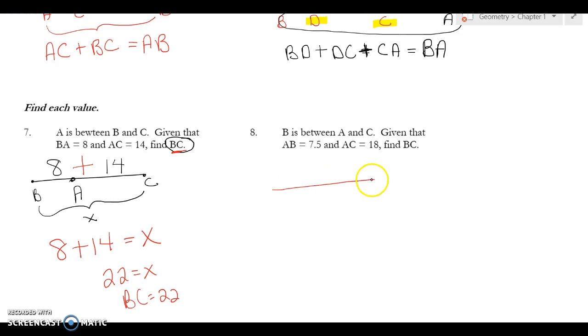You draw a picture. B is between A and C, so I put B somewhere in between. And now I put my numbers on my picture. A to B is 7.5, so between A and B, I write a 7.5. Now this is different. It says A to C is 18. A lot of people just want to right away put it up here, but it says A to C, so you could do your squiggly. Some people have a hard time doing the squiggly, so you can maybe do this to show that this is 18. I don't know what BC is, so I'm going to put an X there.